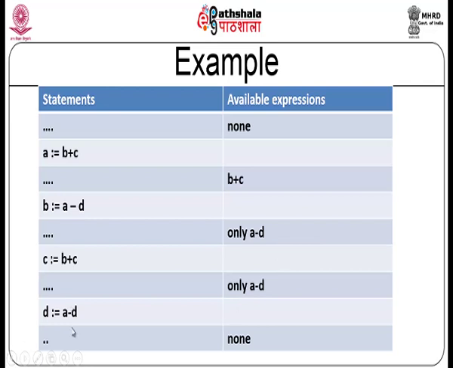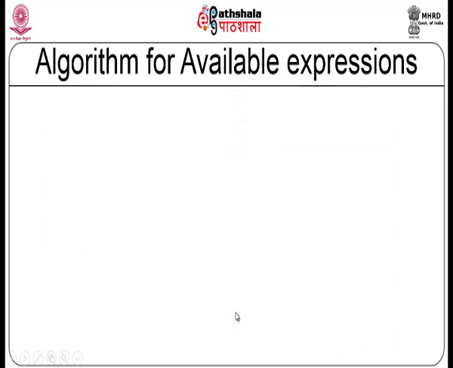So, the last one is A minus D. Now, what happens is A minus D is a common expression. So, I am not computing this, but beyond this point nothing is available. That is the conclusion. Beyond this point nothing is available because I am recomputing D here. So, this is the available expressions computation.